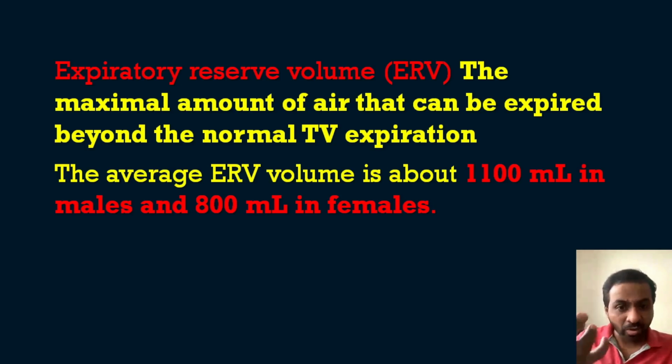Residual volume is the amount of air remaining in the lungs after forcible expiration, and expiratory reserve volume is the amount of air that can be expired beyond the normal expiration. The average ERV is around 1.1 liters, or 1100 ml, in males and 800 ml in females. There are other lung volumes that you can refer to later, but I think I have explained these four lung volumes well.